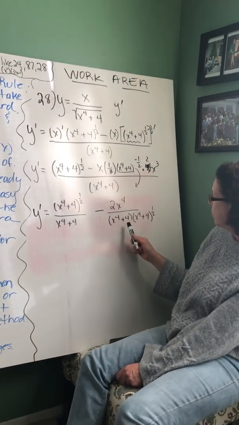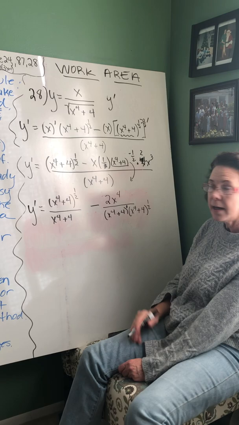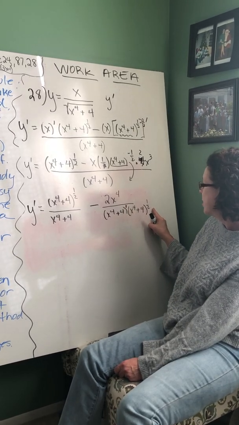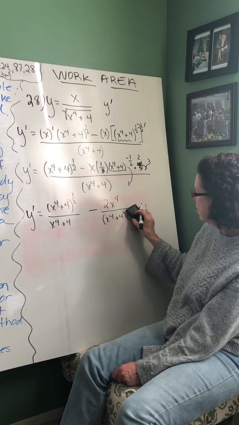Now take a look here. When bases are the same and they're being multiplied, you add the exponents. 1 plus 1/2 is 3/2. So watch here.